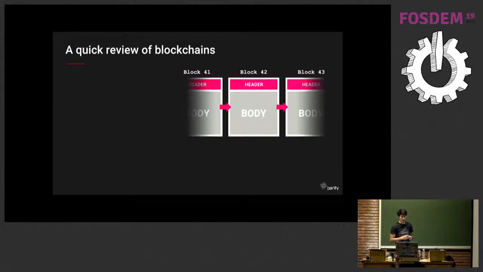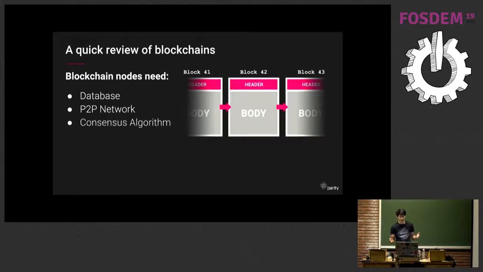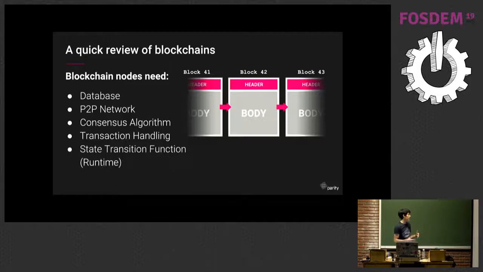The blockchain network is composed of nodes. And in order to build a blockchain node, you need a few things. You need a database. You'll need a peer-to-peer network, for the nodes to talk. You'll need a consensus algorithm for the nodes to come to an agreement, transaction handling to queue and manage messages, and you'll need a state transition function, which is really the main logic and what we will call the runtime.